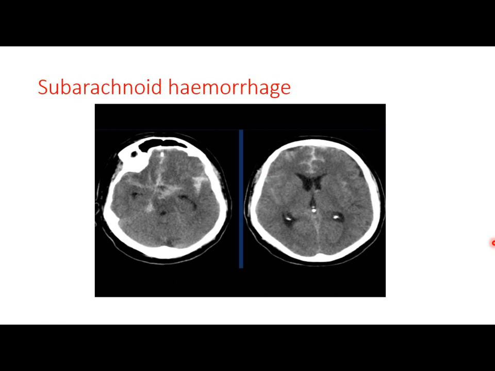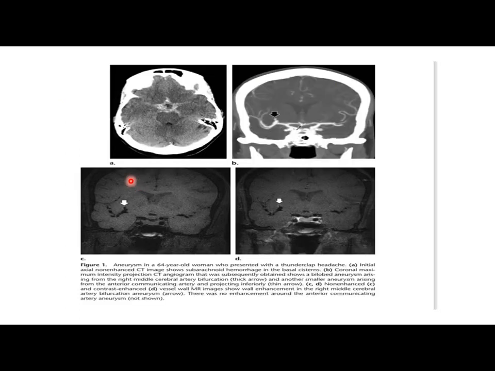First, as we said, we will discuss the hemorrhagic causes, starting with subarachnoid hemorrhage. The most common cause of subarachnoid hemorrhage overall is trauma. But for the non-traumatic type, the most common cause is a ruptured aneurysm, which accounts for around 85% of subarachnoid hemorrhage in the emergency department. This axial CT scan shows the hyperdense signal in the subarachnoid space. This is the subarachnoid hemorrhage.